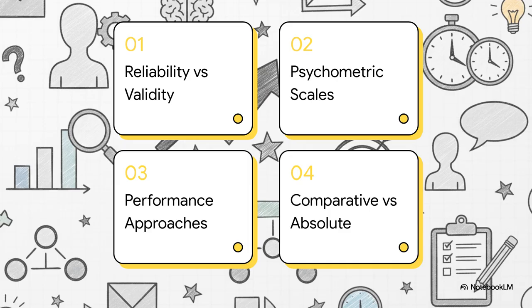Okay, here's our roadmap for this explainer. 1. Reliability versus validity. 2. Building psychometric scales. 3. Three approaches to performance. And 4. Comparative versus absolute measurement. Let's get right into it.